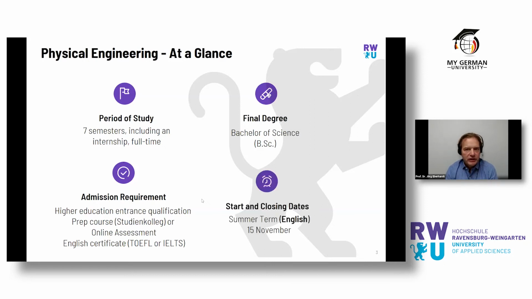The start and closing dates for physical engineering: we always start in the summer term, that means we start in mid-March. And the closing date for this summer semester is always the 15th of November. That means this year, the closing date is the 15th of November for the start next year in March.